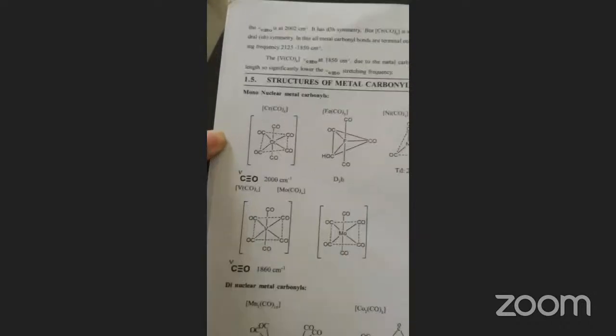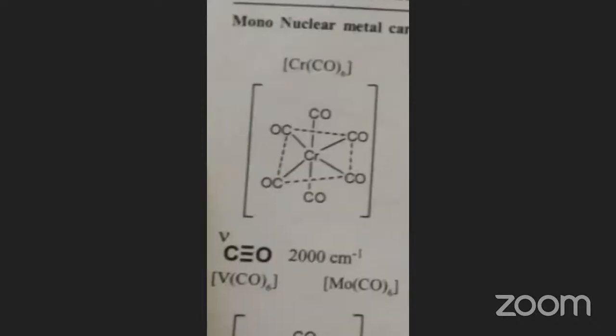So these are some of the examples of the metal carbonyls. In this first one, you can see hexacarbonyl chromium. In this hexacarbonyl chromium, only one metal atom is there. Metal is called nuclear, so it is called a mononuclear carbonyl. The structure is like this.